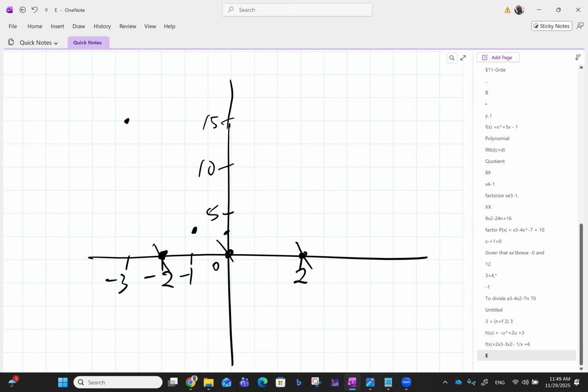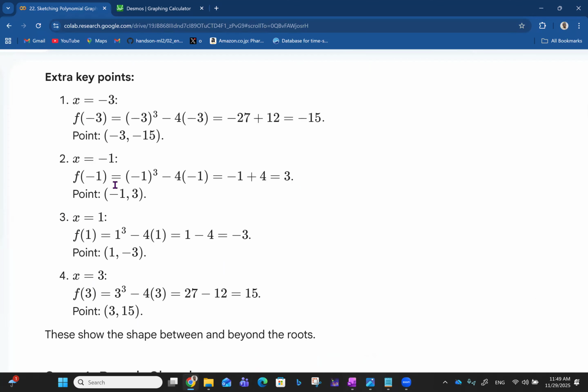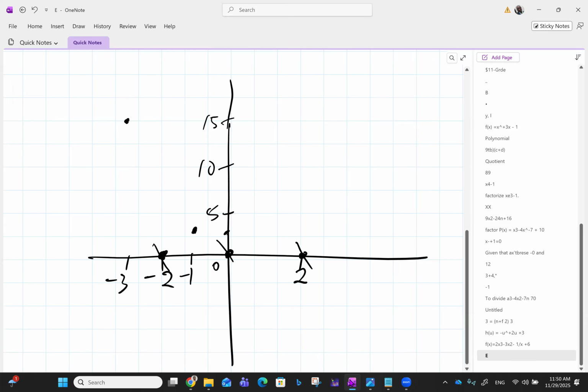Then what else? We can try other extra points. At x equals 1, we have 1 cubed minus 4 into 1. 1 minus 4, that's -3. So let's say this is 1 here, and we have -3. Of course, this is 5, -10, and all that. So 1, -3 can be somewhere here.